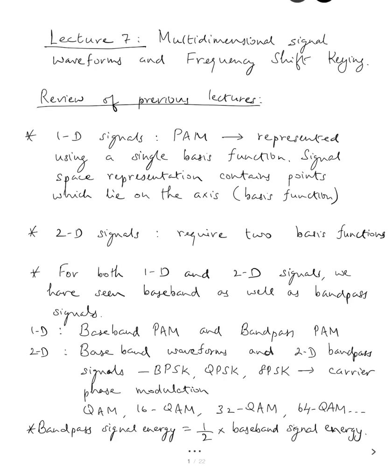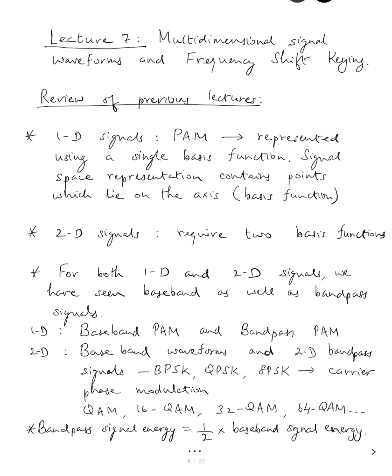And then in the last lecture we talked about two-dimensional signals, where we had signals which require two basis functions, or in other words, the signal space representation consists of points in a two-dimensional plane. So there are two orthonormal basis functions which represent the two-dimensional plane, and the signals are represented as points in that plane. And for both the cases of one-dimensional and two-dimensional signals, we discussed their baseband versions as well as the passband versions of the signals.